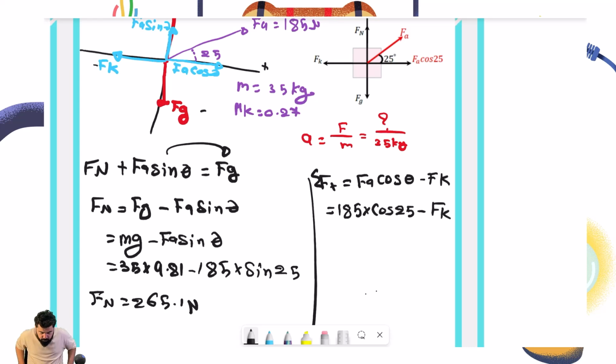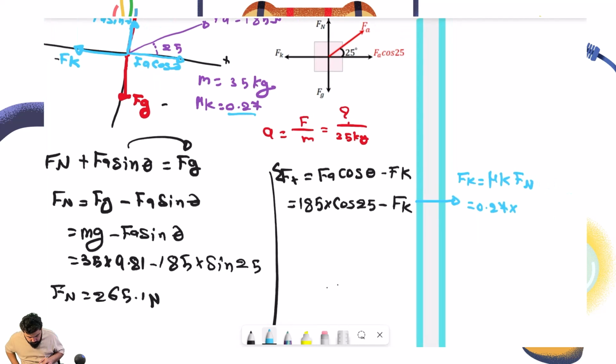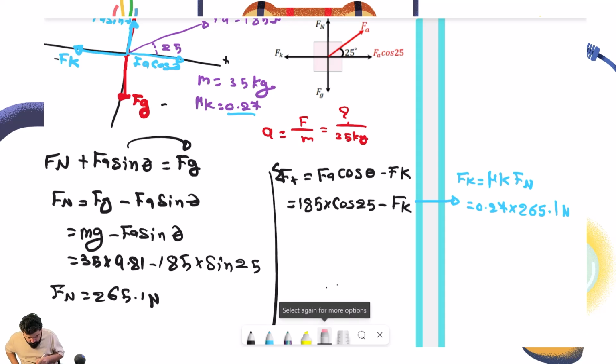We don't have Fk. What should we do? You can find it very easily. So Fk is equal to mu k multiplied by Fn. We have mu k, which the question has given us, equal to 0.27, times Fn, which is equal to 265.1 Newton. That is why I always tell you to find Fn first.